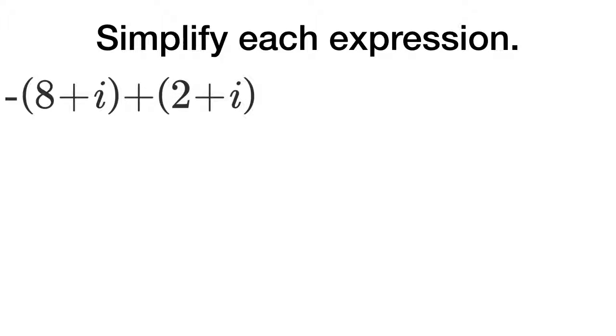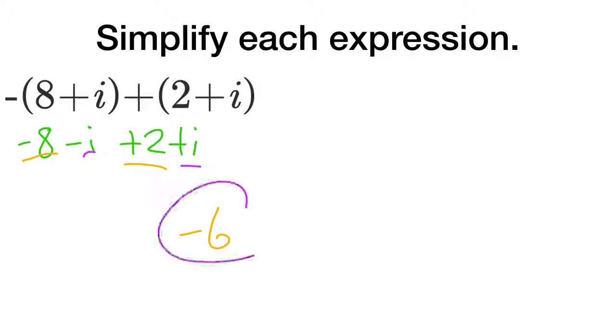All right, let's write this one. The first thing I do is I change this out so it becomes negative 8 minus i plus 2 plus i. So negative 8 plus 2 is negative 6. And then negative i plus i cancels out, meaning our final answer is just negative 6.